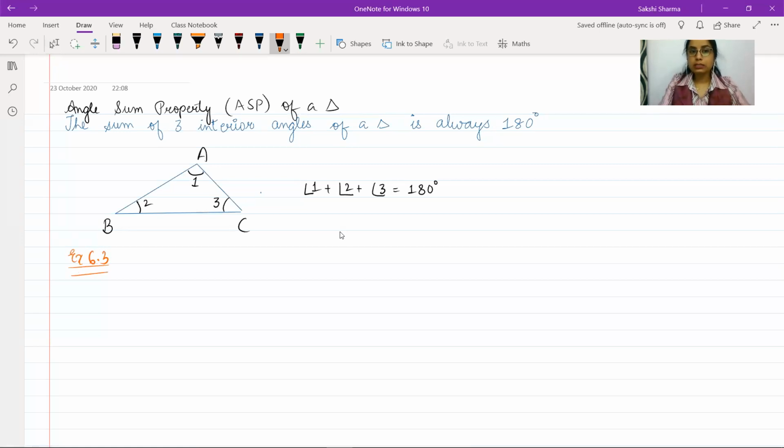The property says that the sum of three interior angles of a triangle is always 180 degrees.